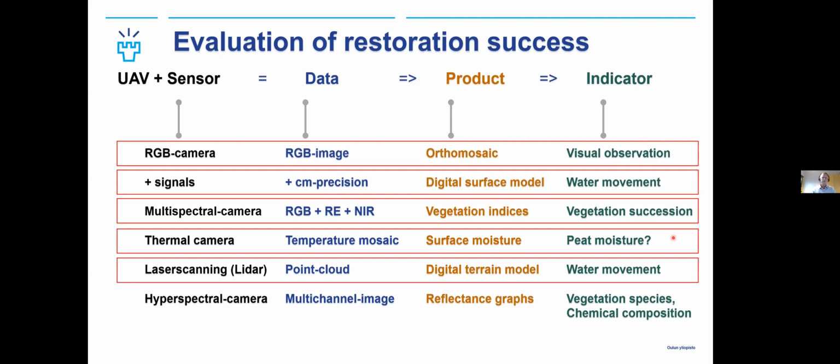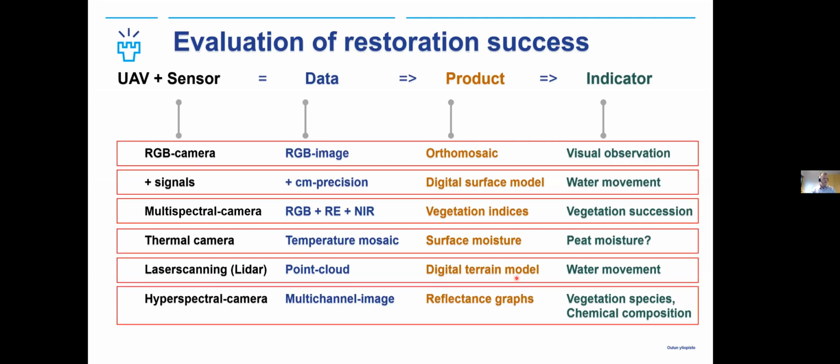With laser scanning we can see also below the canopy. So we can have this point cloud and digital terrain models. So we not only have the information of the soil surface, but we also have information about how the canopy structure looks like. And then if we are using this hyperspectral camera, which is not that common yet, there's an indication that we might see some chemical composition as well. But this is still under development.